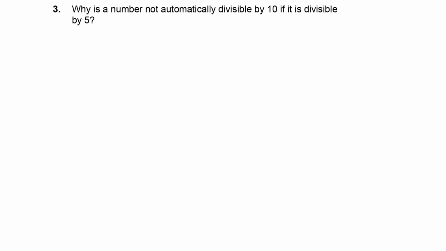Why is a number not automatically divisible by 10 if it's divisible by 5? Well, when you have a number like 25, that's equal to 5 groups of 5. If you wanted to break that down into groups of 10, all you could end up with would be 2 groups of 10, and then you'd have to add in 1 group of 5.